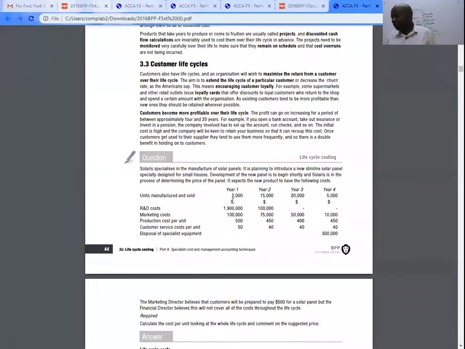Year 1, 2,000. Year 2, 15,000. Year 3, 20,000. Year 4, 5,000. Kindly give us the answer, the total quantity. If you add up, what total quantity are we going to get for the 4 years? I can see 2,000, 15,000, 20,000, 5,000. Thank you very much. I can see students who have responded first. They're giving me 42,000.